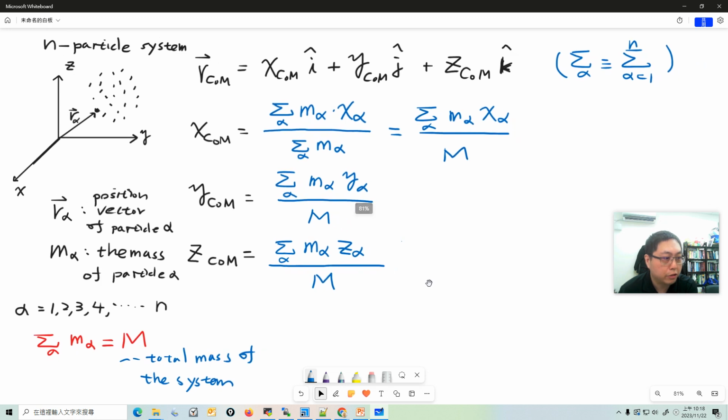So the calculation of the center of mass in a discrete system is not really difficult. Next we'll use an example in the textbook to demonstrate how to calculate the center of mass in a discrete system. This video is a very brief introduction to the center of mass.